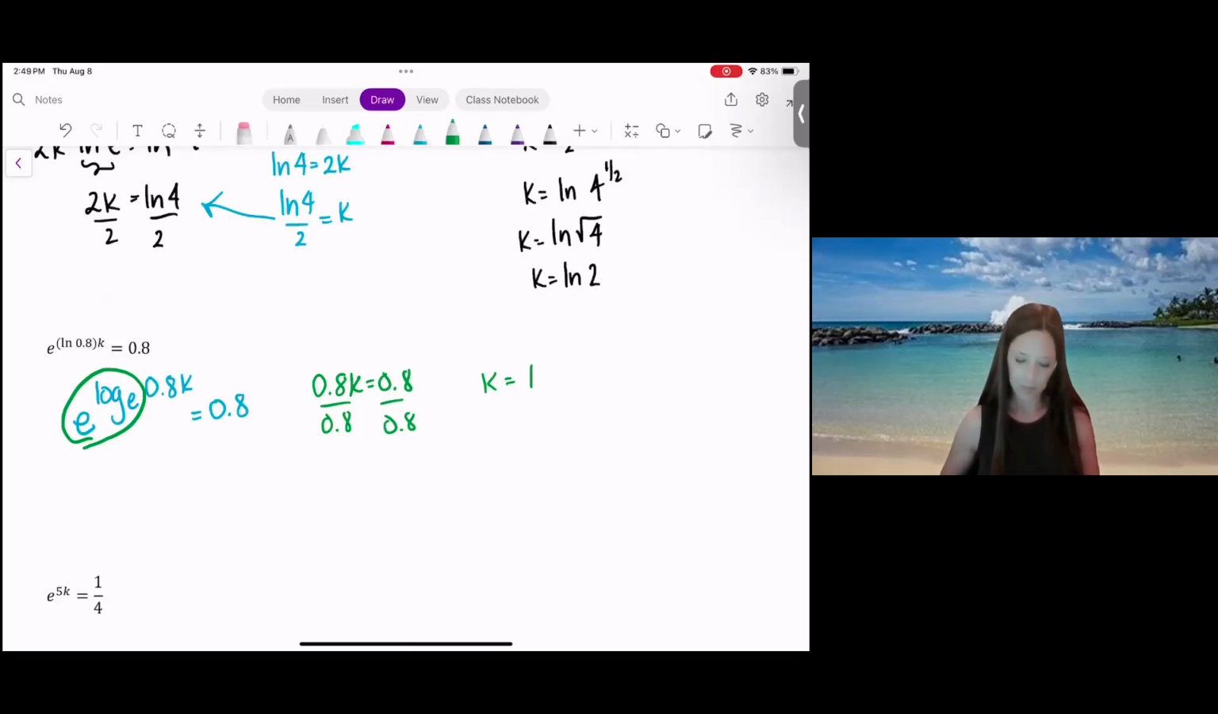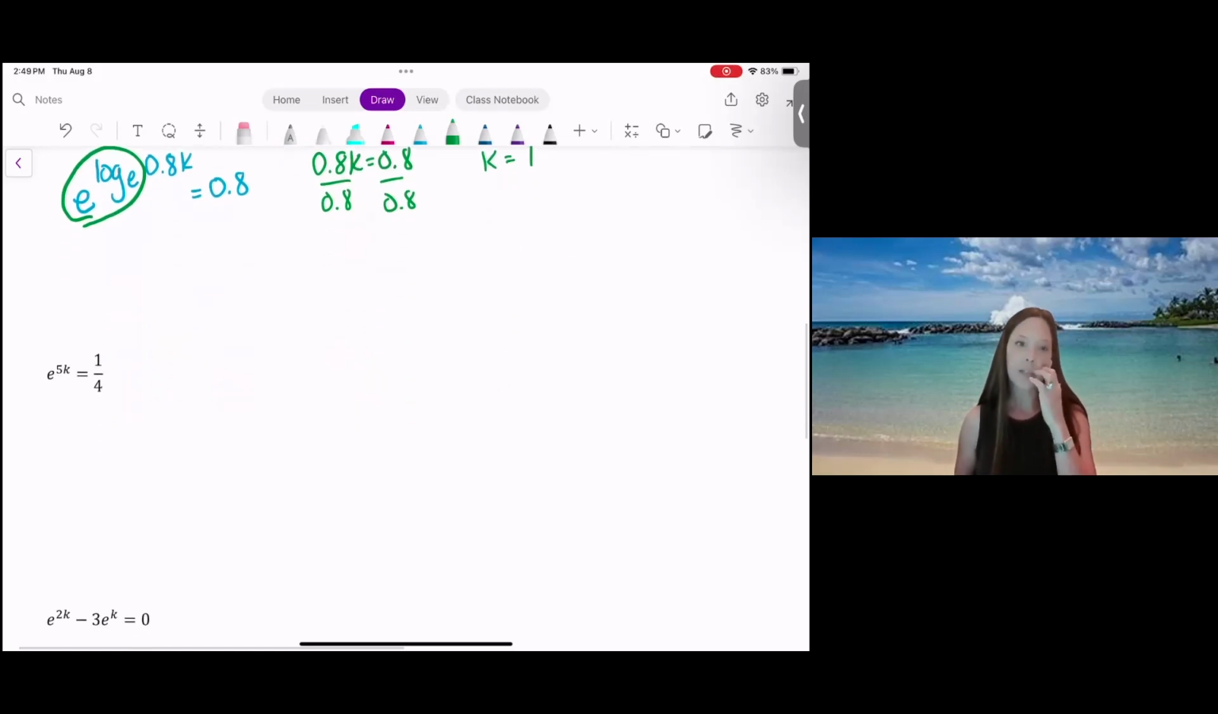Moving on to our next problem. I have e to the 5k equals 1/4. In this case, I could rewrite this using logarithmic form, where I would take natural log of 1/4 equals 5k and divide by 5, or I could take the natural log of both sides. I'm going to go ahead and take the natural log of both sides.